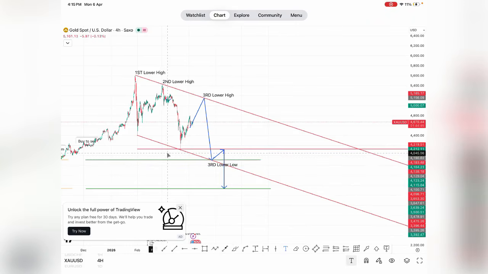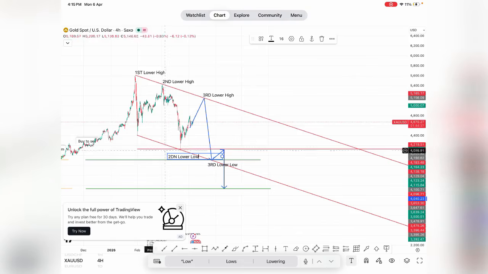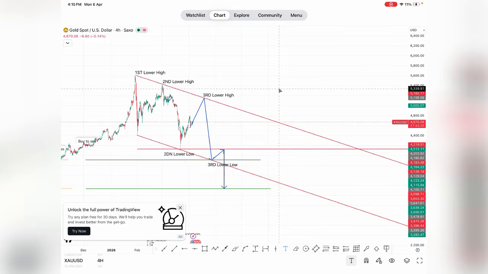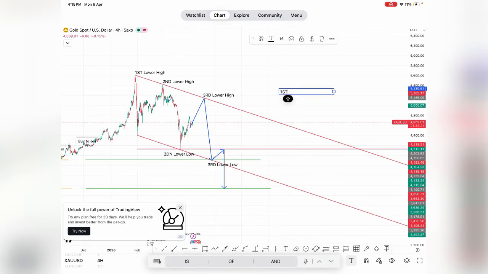This portion too, that appears to be my third lower low. There was a previous second lower low. So I'm just doing that indication for simplicity, so that when it's time for trading, you will not find the charts in a confusion state. I hope you get me right.